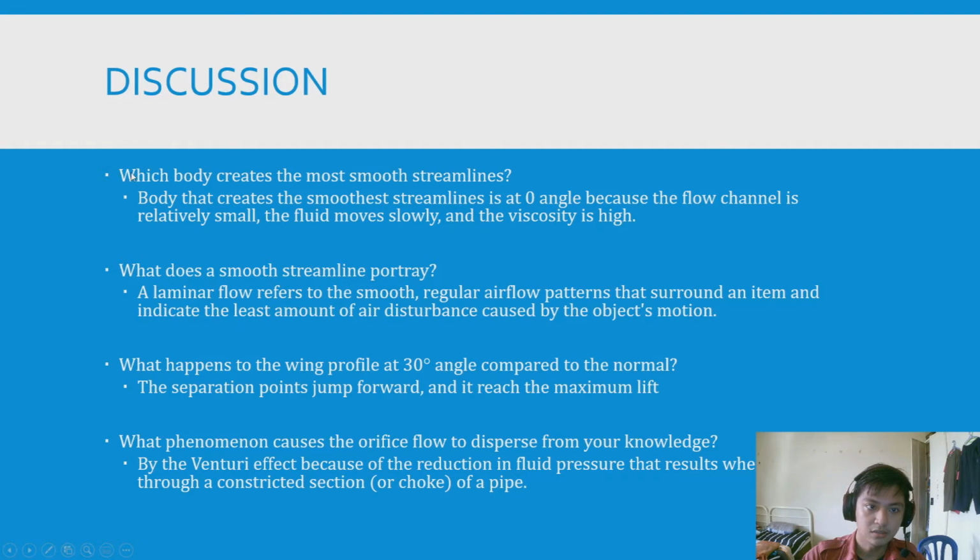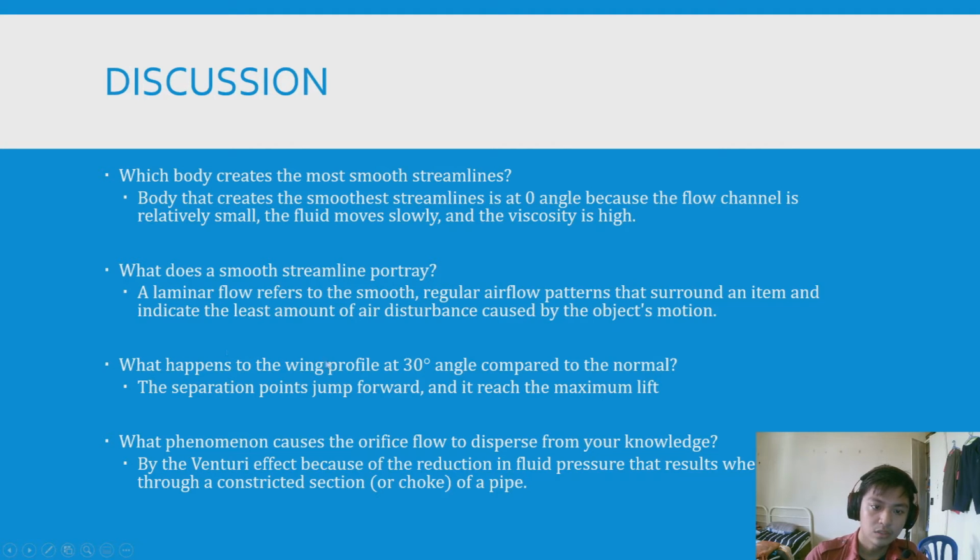For the discussion, which body creates the most smooth streamline? The body that creates the smooth streamline is at 0 degree angle, because the flow channel is relatively small, the fluid moves slowly and the viscosity is high. What does the smooth streamline portray? The smooth streamline portrays a laminar flow, which refers to the smooth, regular airflow patterns that surround an item and indicate the least amount of air disturbance caused by the object's motion.